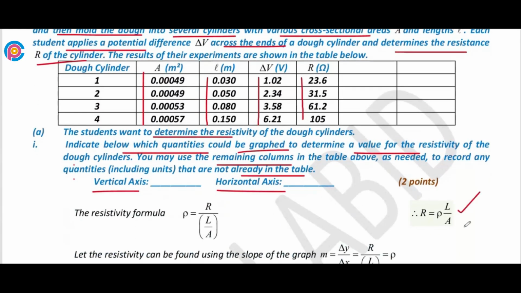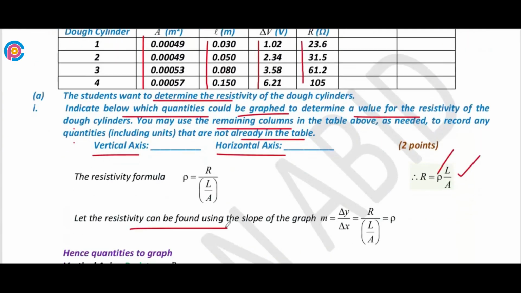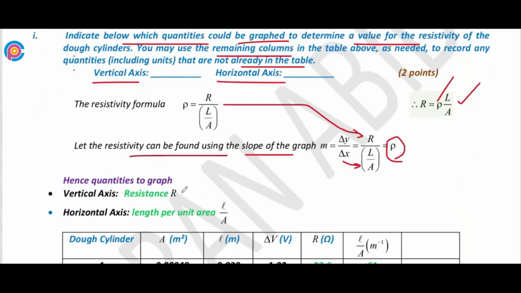As we know, the resistance formula is R equal to rho L over A, where rho is the resistivity. So we just modify the formula into this shape: R equals rho times L over A. So resistivity can be found by using the slope of the graph, delta Y by delta X. From this, you can see resistance is along the y-axis and L over A is along the horizontal axis. That slope indicates the resistivity. Okay, so we can conclude the vertical axis should be resistance and the horizontal axis length per unit area.